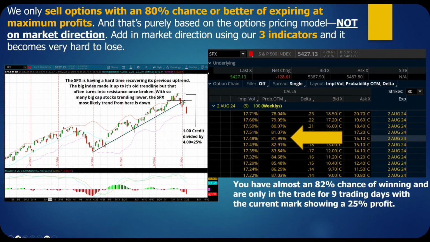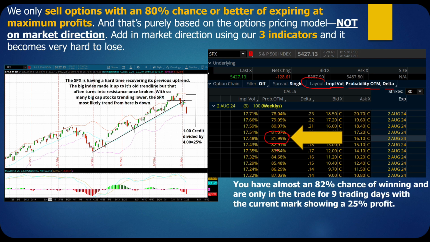So how do we know we have this super high probability of winning? We only sell options with an 80% chance or better of expiring at maximum profits. So, I mean, that's getting that probability really on your side. And that's purely based on the options pricing model, and this is important, not on market direction. Add in market direction using our 3 indicators and it becomes very hard to lose. So here's this particular trade. And I'll show you how to set up your account here at Thinkorswim. Our layout has implied volatility, probability of being out of the money, and the delta. So our probability of being out of the money, in other words, our probability of winning on this trade, is 81.99%. So that's basically 82%.